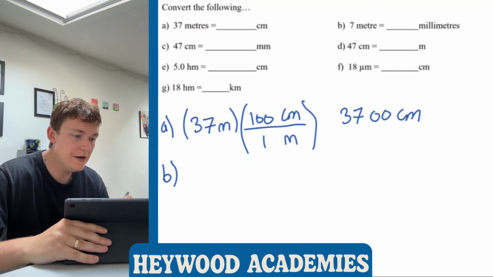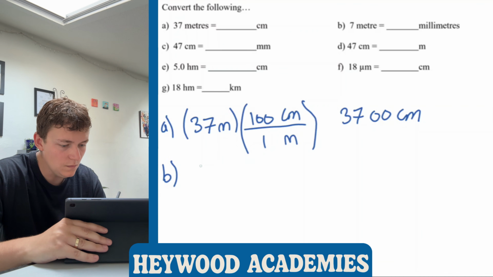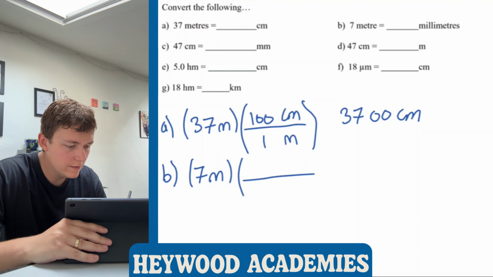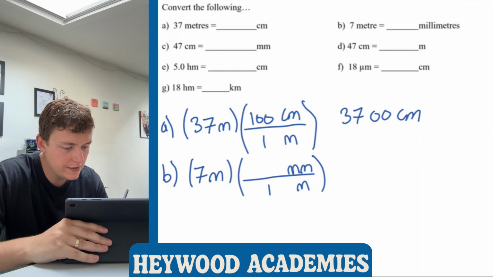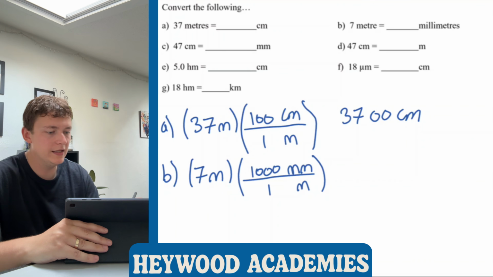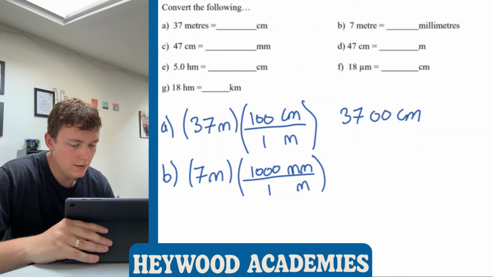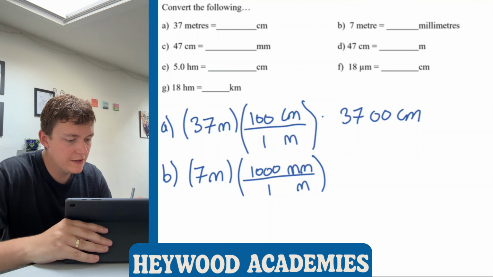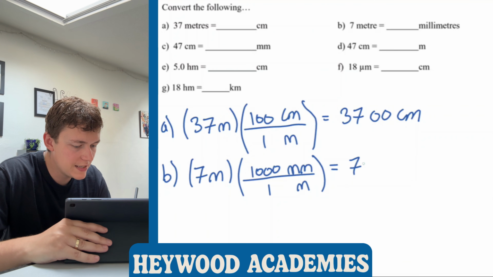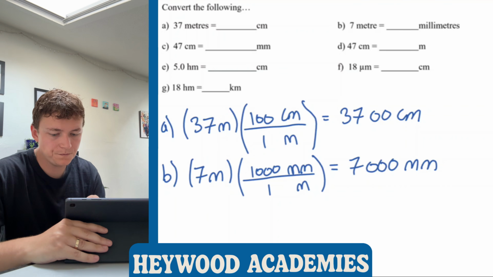Now we're going to go from meters to millimeters. So 7 meters. Looking at the table again, we'll get our numbers that we need for this. So meters on the bottom, 1 meter is 1,000, so milli is 1,000. Then our meters are going to cancel, we'll be left with millimeters. We go 7,000 millimeters.